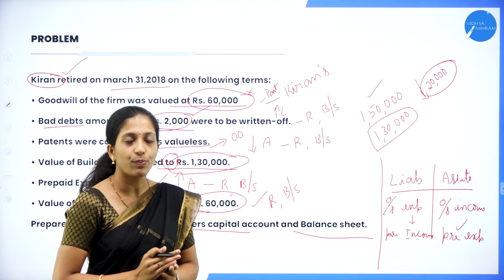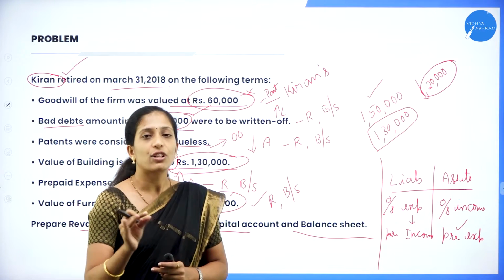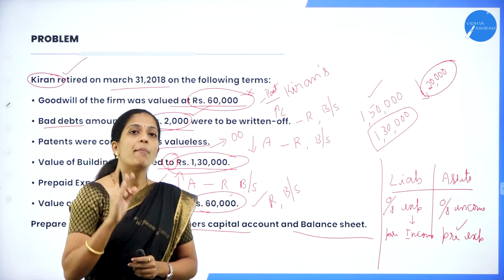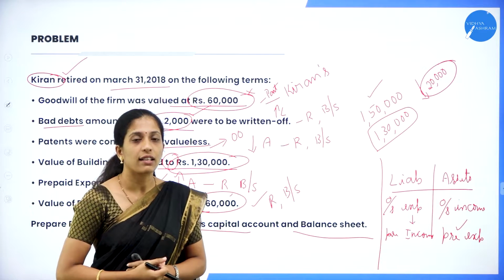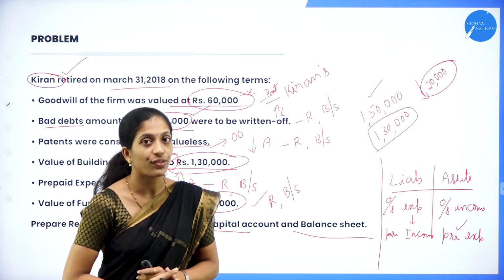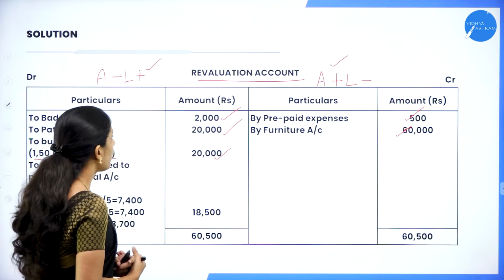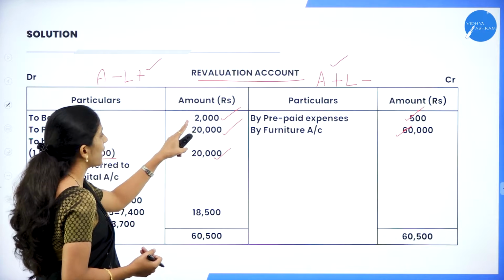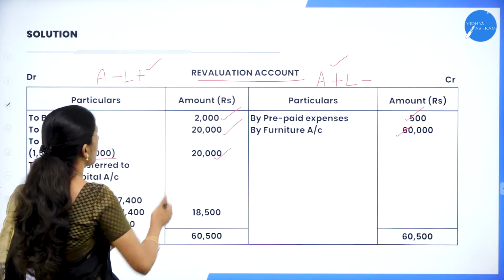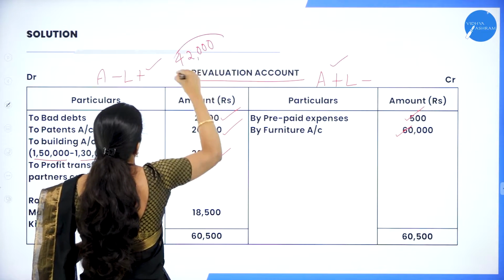Now we will balance both the sides, and the balancing figure will be either revaluation profit or revaluation loss, and it has to be transferred to partners capital account in their old profit sharing ratio. So here it has to be transferred to all the partners. Now balance both the sides. If you see the debit side here, we have 2,000, 20,000 and 20,000. So it is how much? 42,000. So the total of debit side is 42,000.